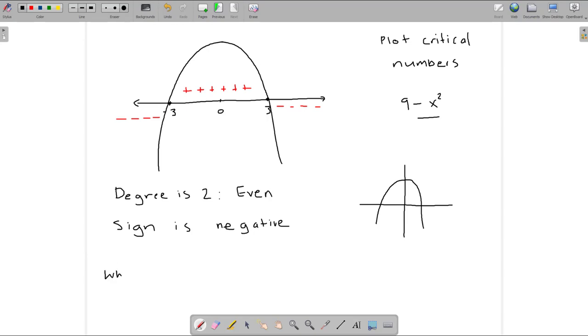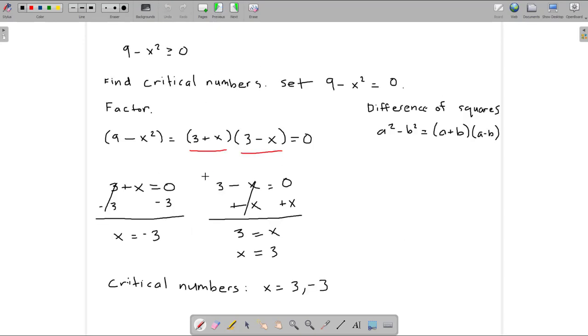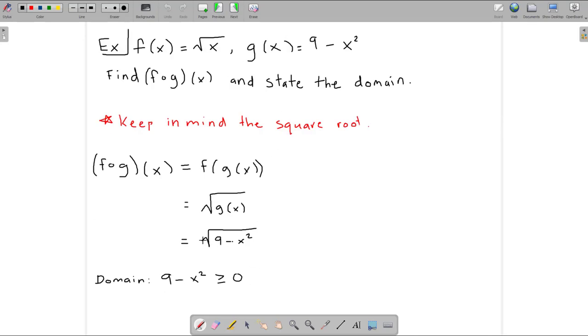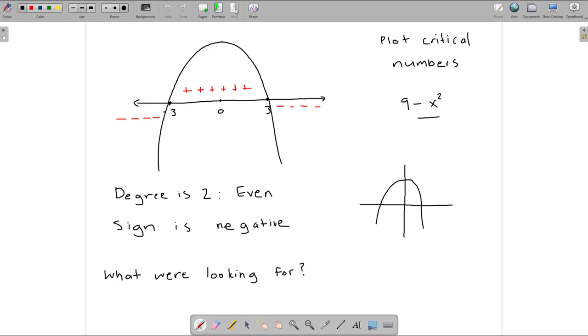So then, what were we looking for? We wanted this thing to be positive, right? We wanted it to be greater than or equal to 0 because I'm taking the square root of it, right? Let's see if I can find that. Yeah, here. I wanted this to be greater than or equal to 0. So that's going to be this region here. So it's kind of easier to see that the interval that happens is negative 3 to 3. So that's your domain of this f of g.